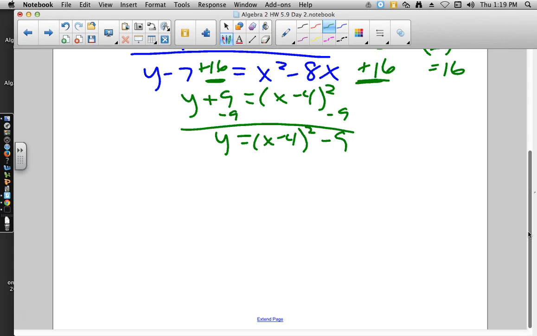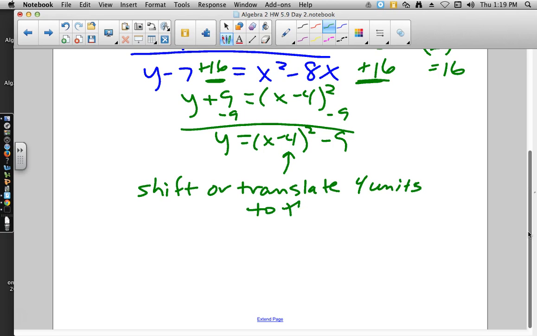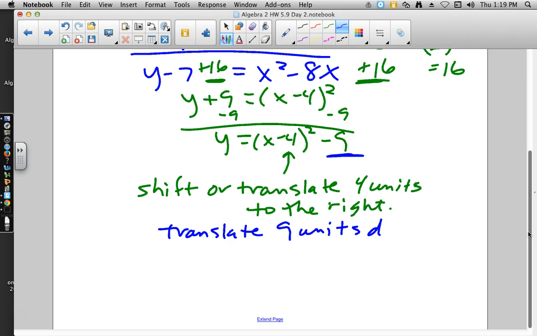And then they said we were supposed to describe the transformations. So our transformation here, our h is 4. So this will be shift, you could also say translate, 4 units to the right. And then our minus 9 back here is to translate, and again you could say shift or translate, 9 units down.